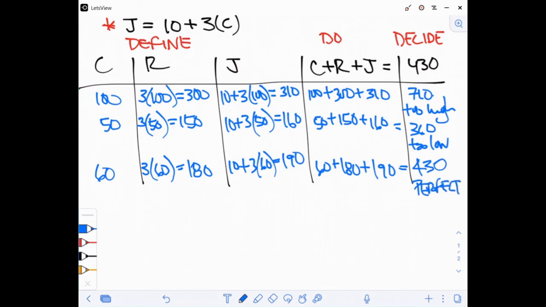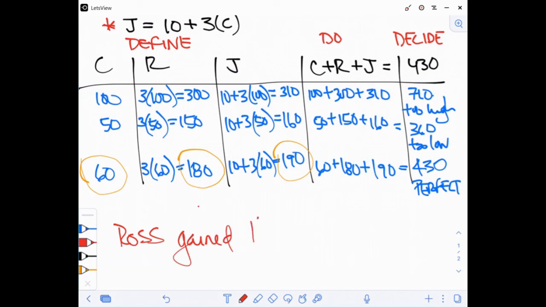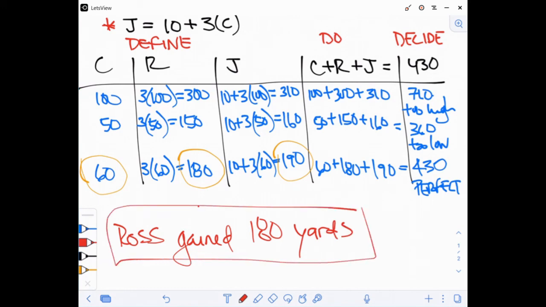So we are set. We have all the answers. We know that Chandler ran 60 yards, Ross ran 180 yards, and Joey ran 190 yards. But the question said, how many yards did Ross gain? So we know Ross gained 180 yards. And that's how we solve the problem using the 5D process.